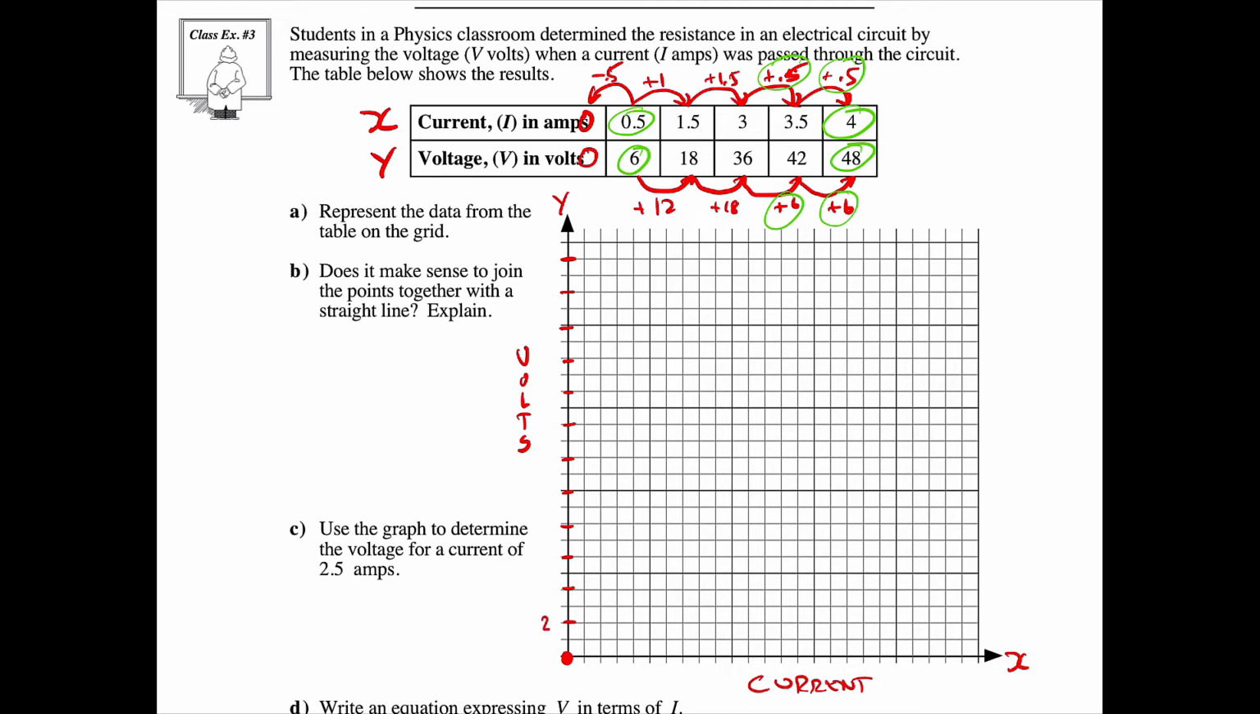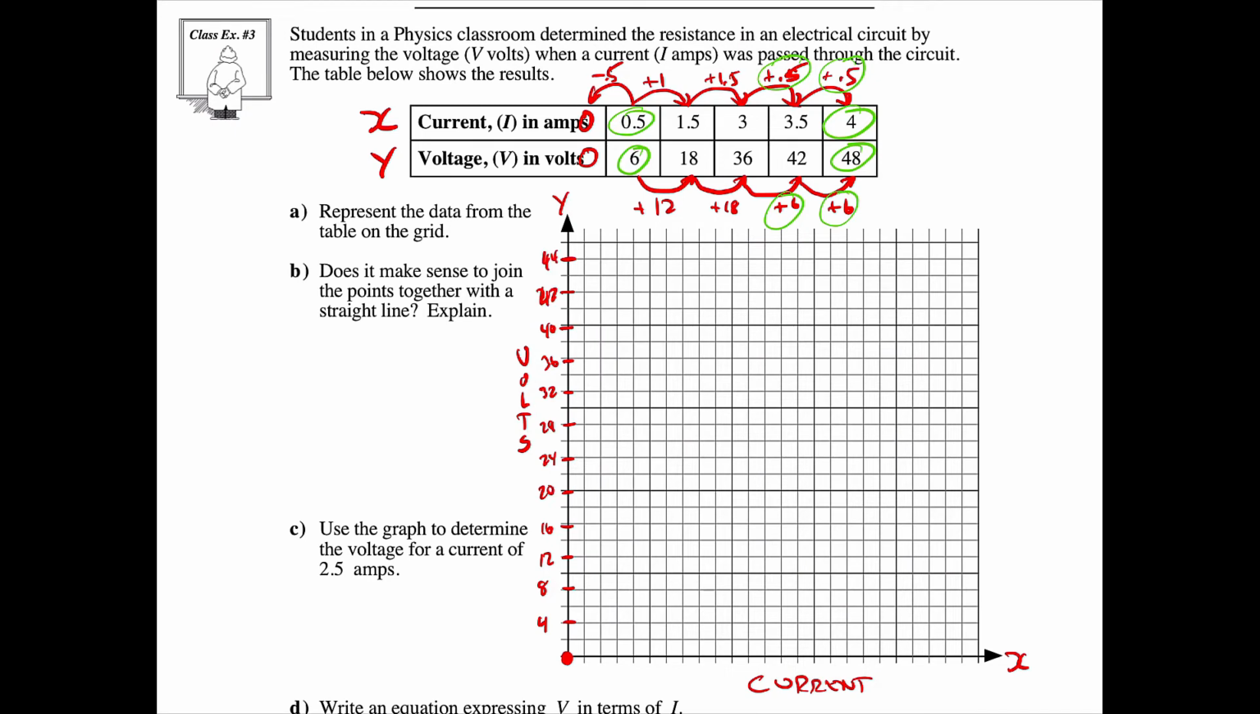So this would be 2. Nope, sorry. I'd have to double that. That'd be 4, 8, 12, 16, 20, 24, 28, 32, 36, 40, 42, and 44.